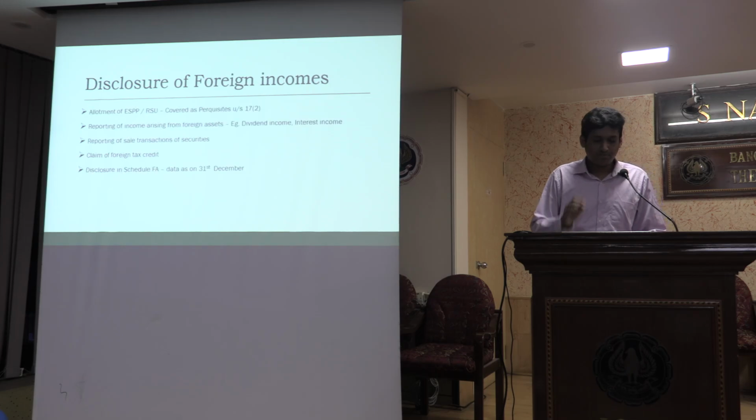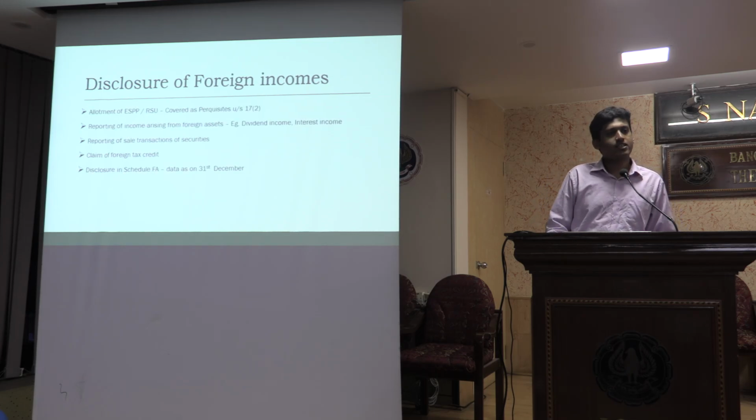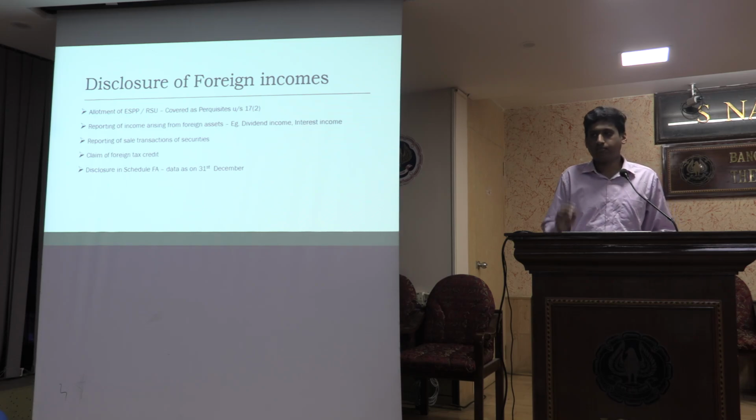So coming to disclosure of foreign incomes, we have already discussed that salary income might also include something called allotment of ESOPs. So what do we have to report as a foreign income?